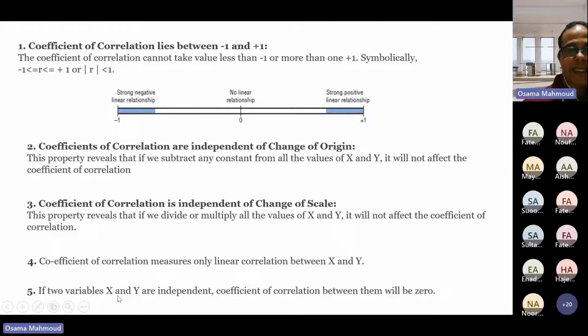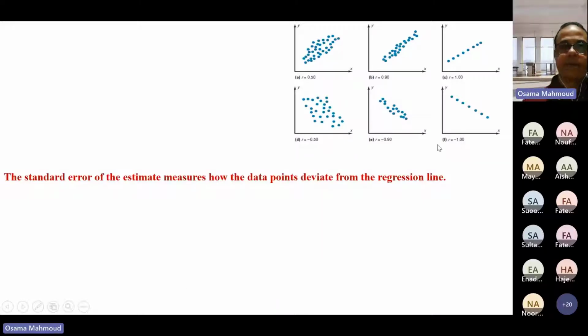If the two variables X and Y are independent, the coefficient of correlation between them will be zero, which means there is no relation, no linear relation. It means they are independent. Okay. Now, again, for the first one, yes, here is a very weak correlation coefficient. Why am I saying weak correlation coefficient?